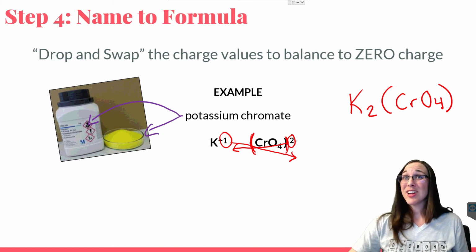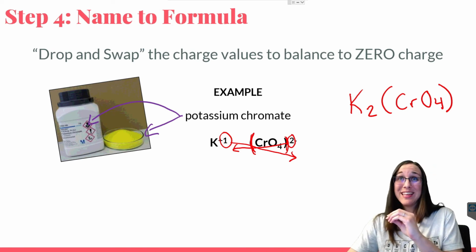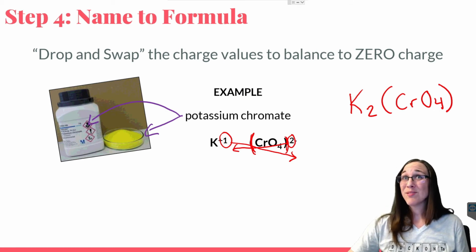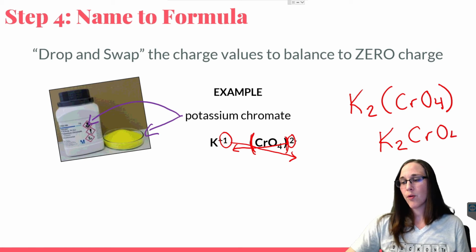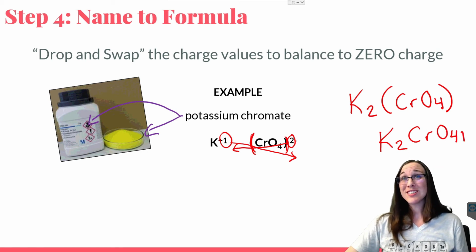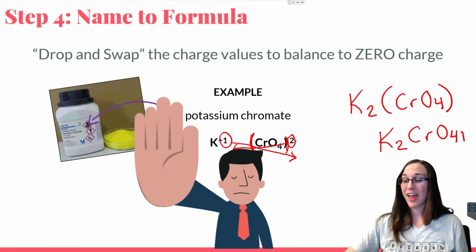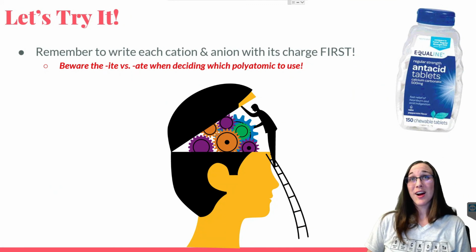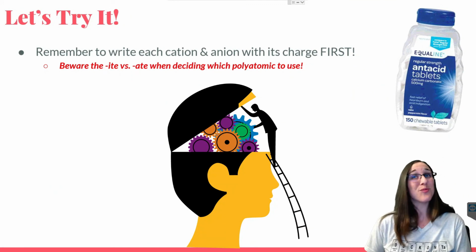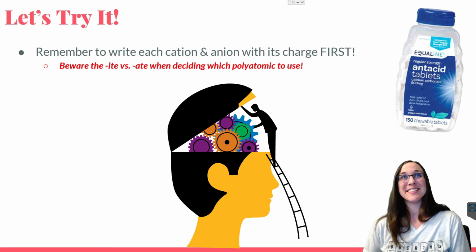But it is still a good idea to start putting your polyatomics in parentheses so that if there were a number on the outside, it would stay on the outside. For example, if I didn't have those parentheses and I wrote K2CrO41, that sure looks like I've got 41 oxygens. That is definitely not the same thing as this. Big no-no. All right, let's give these a try and see if we can figure out how to get from the name to the formula with polyatomic ions in them.